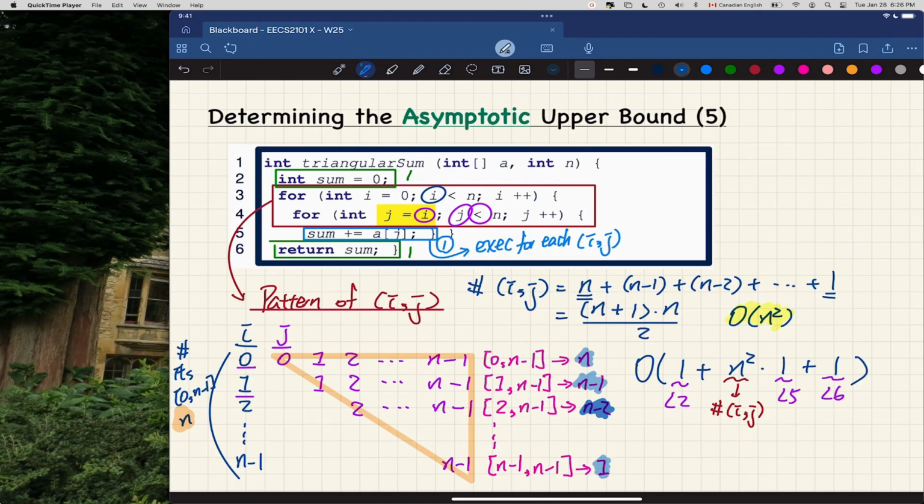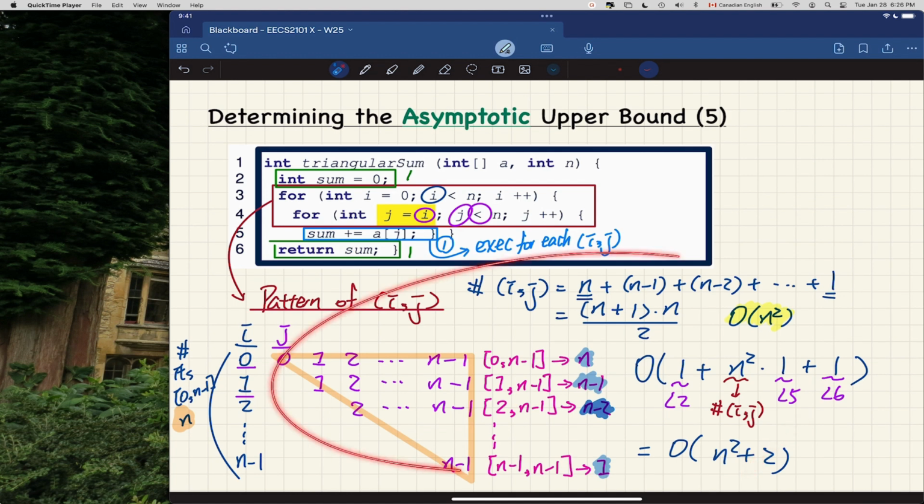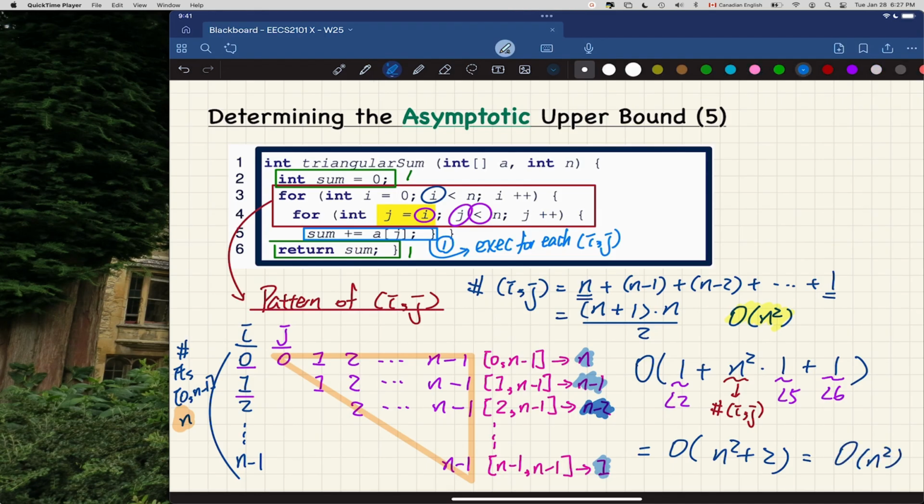Okay, let's do a little bit of simplification. Big O of n squared plus 2, right? Drop the lower term, we got n squared. Right? So our initial guess was also right, but you want to show this intermediate work. Okay. All right, so that's the final answer. All right, any question about this?